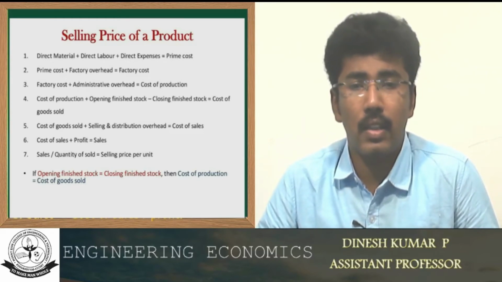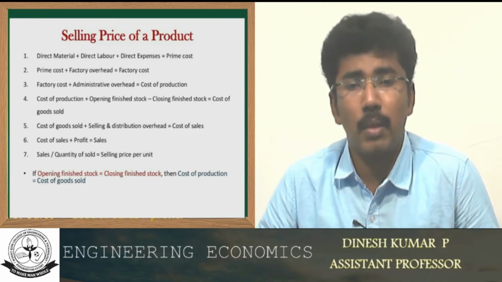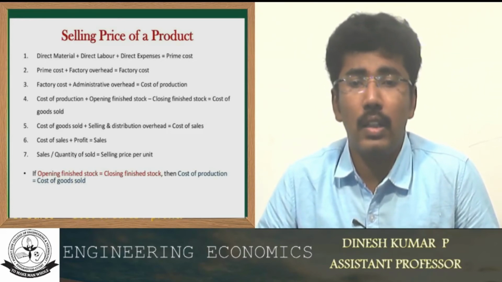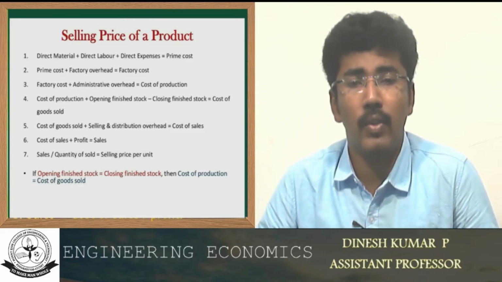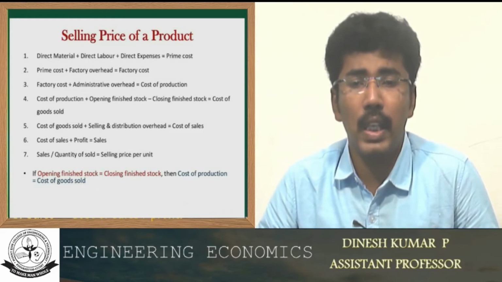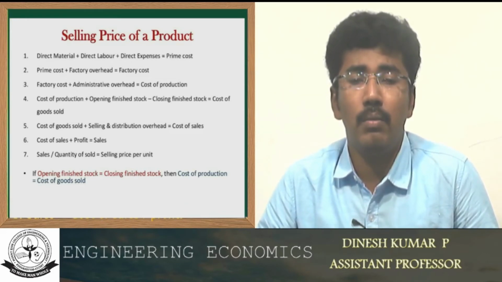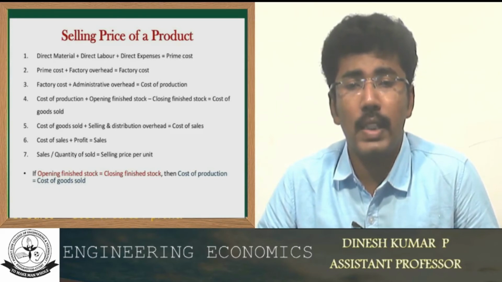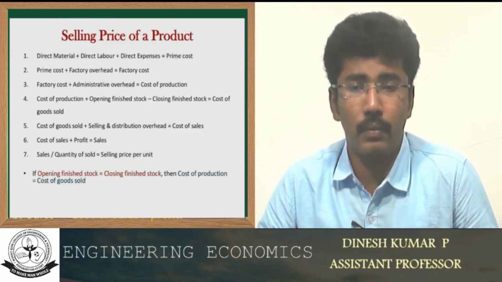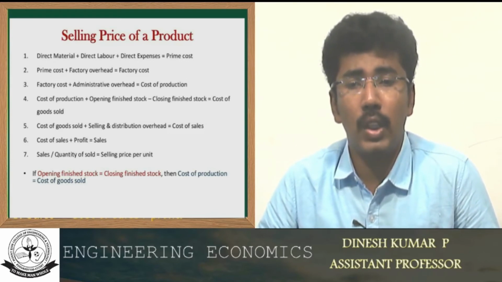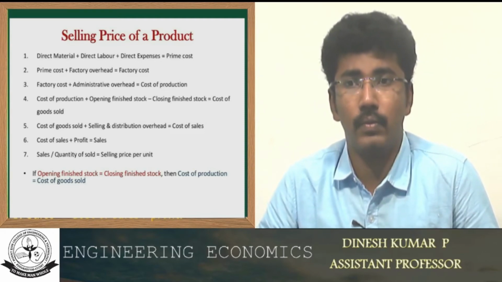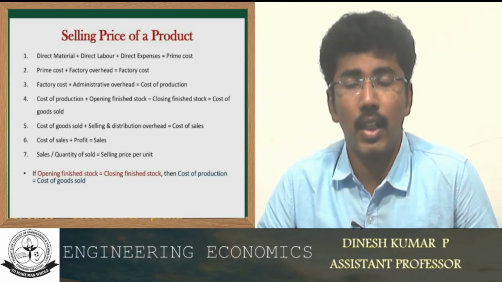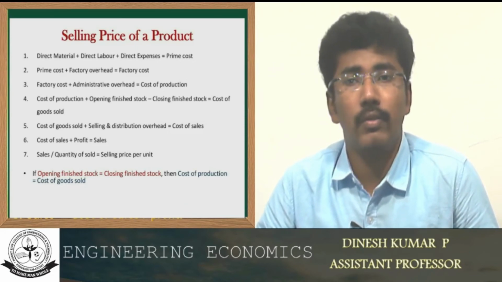Cost of sales. The cost of sales is the sum of cost of goods sold and selling and distribution overheads. Sales is the sum of cost of sales and profit. The selling price per unit is calculated based on the sales per quantity sold. If the opening stock is equal to the closing stock, then the cost of production is equal to the cost of goods sold.